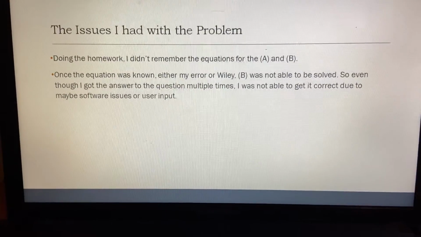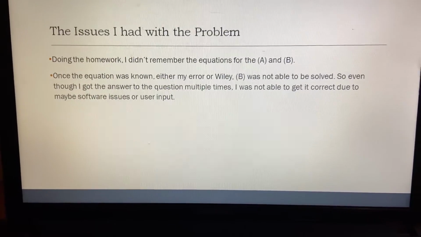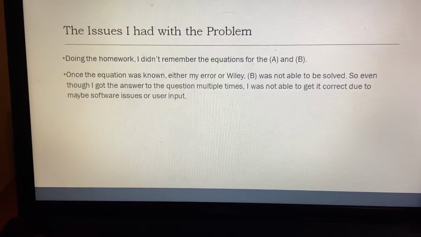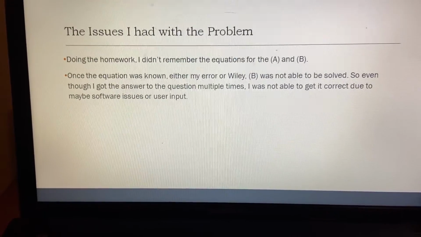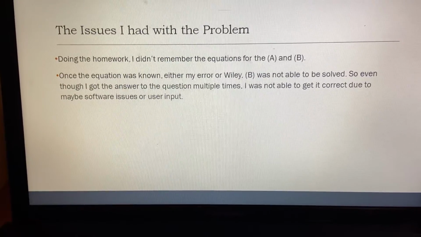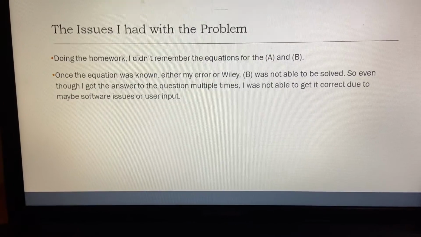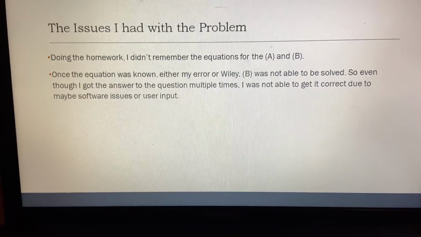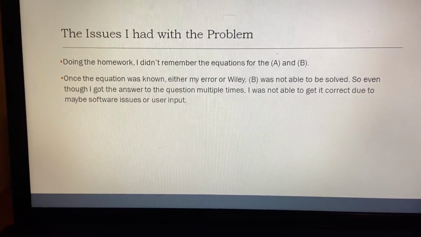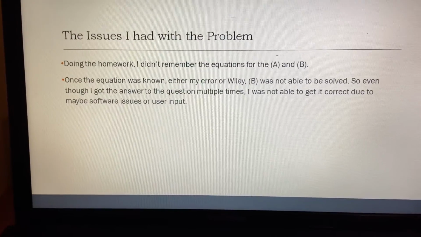So, I didn't remember the equations for either of what it was asking, so I had to spend a little more time researching the problem, looking in my book, and finding out what equation I should use to find the info I'm trying to get.